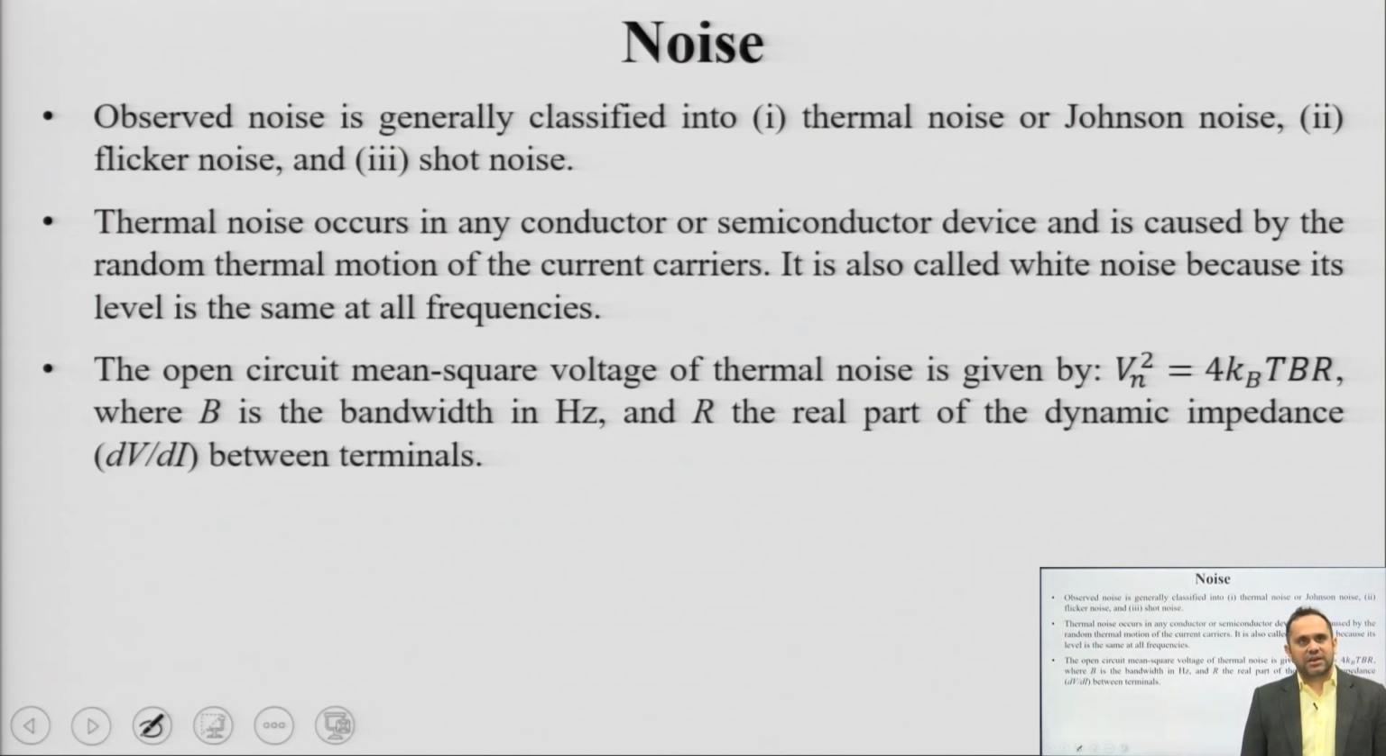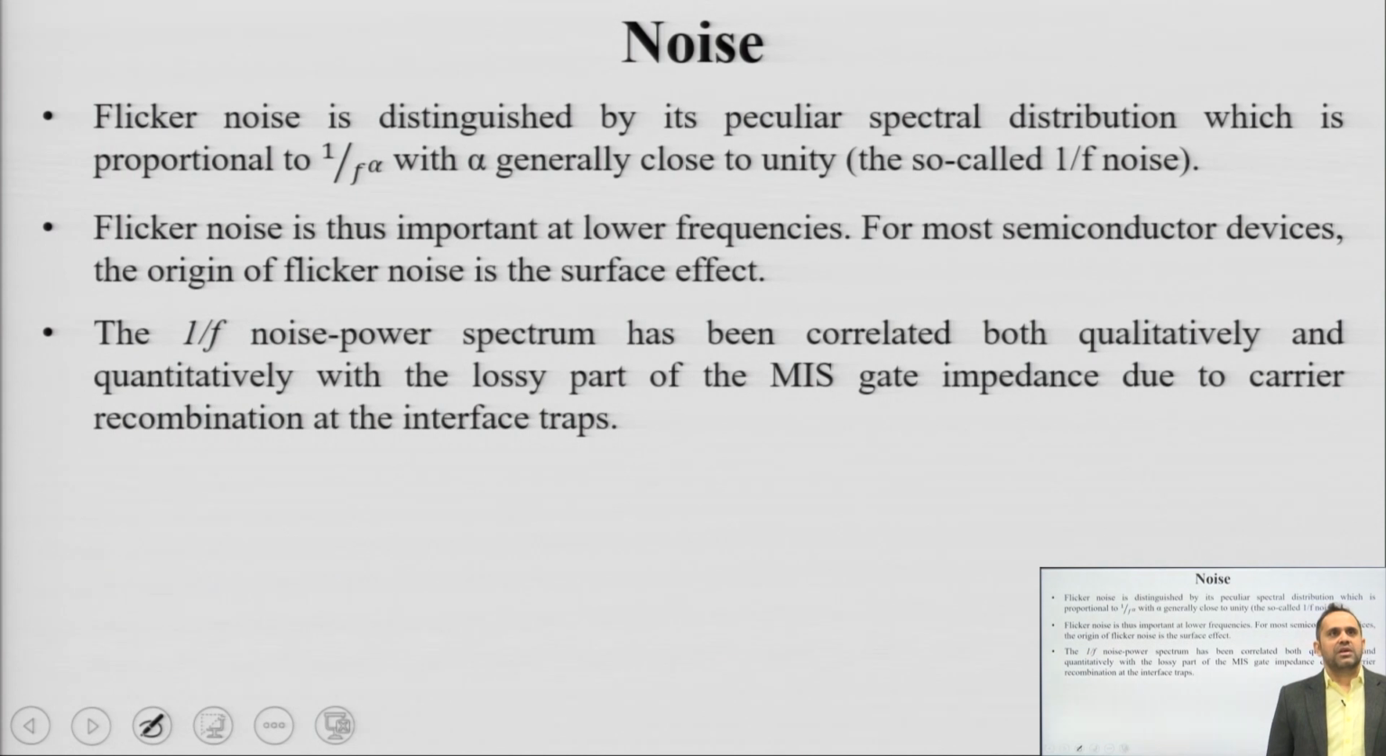For any open circuit, the mean square voltage of thermal noise, so if you open circuit and see how much impact it is showing on the output, the mean square value of this noise is equal to 4 kB T B R. So, kB is the Boltzmann constant, T is temperature, B is bandwidth in hertz and R is the real part of the dynamic impedance dV by dI. This is the dynamic impedance, it is going to be a complex number, and the real part of it is used for this thermal noise.